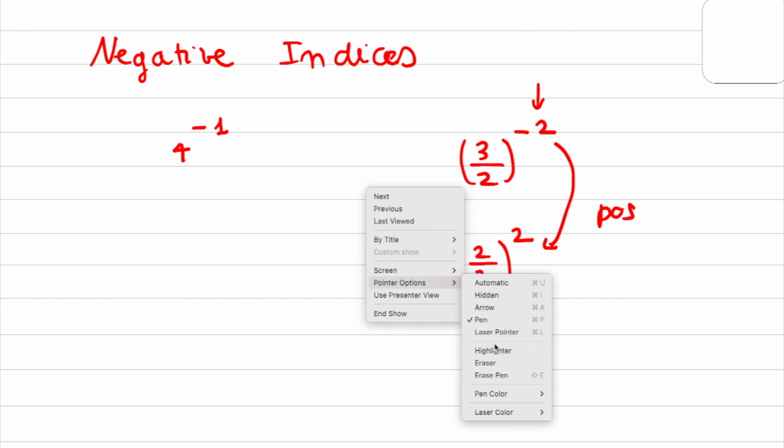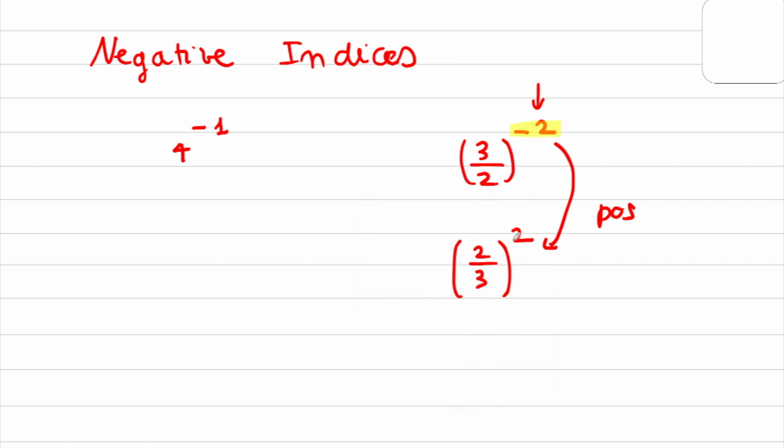Okay, now look at this position. From -2 you will have 2 here, and from 3/2 you will get 2/3, and these two indices will be equal. Okay, so another example: you have 5/7 like this one and -5 in this position. So I will change 5/7 to 7/5. After that you will get a positive integer in the power number position.